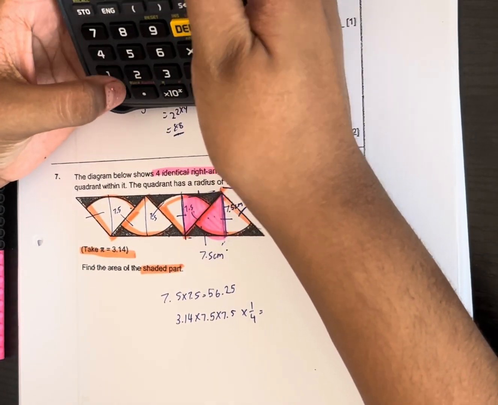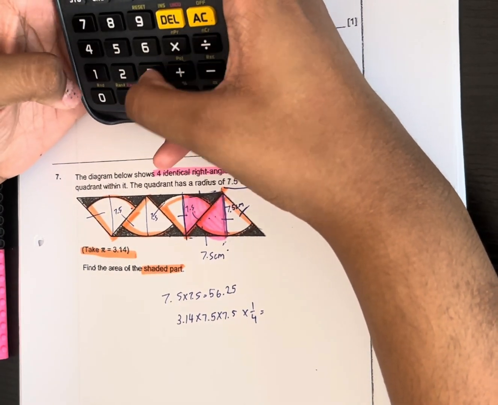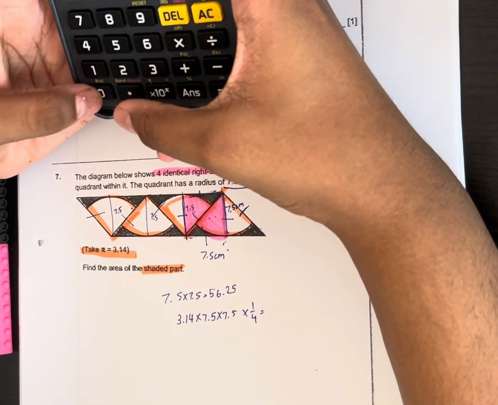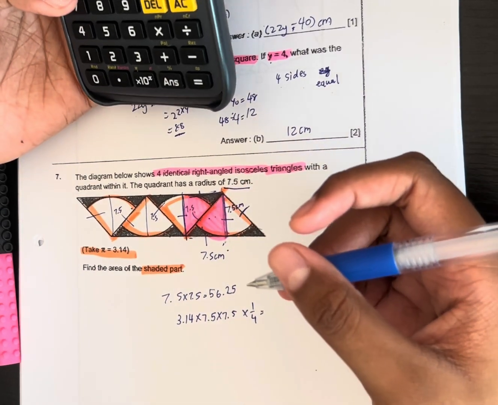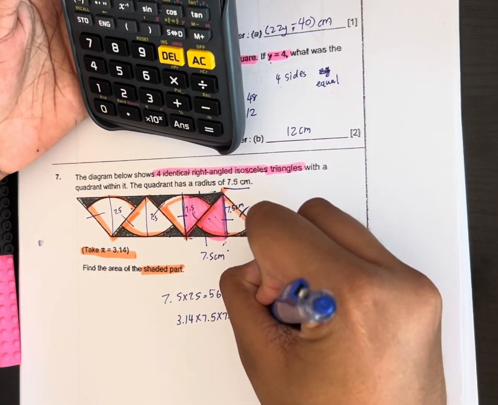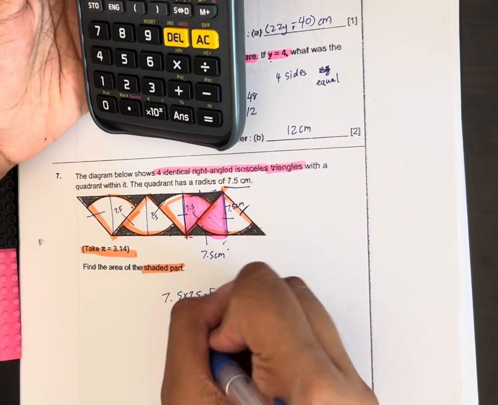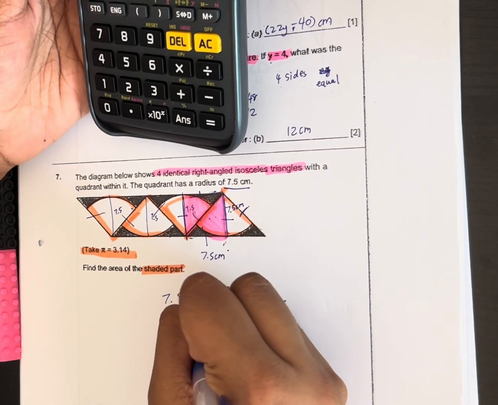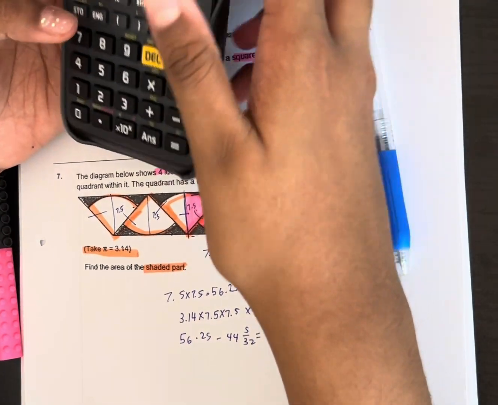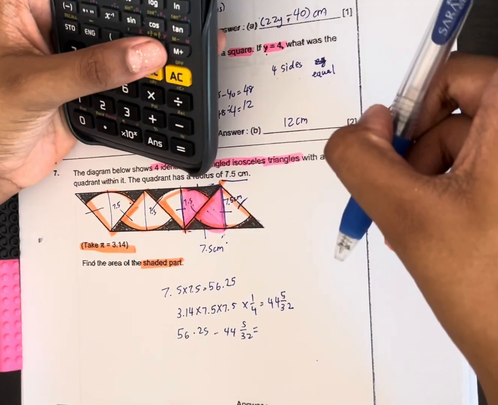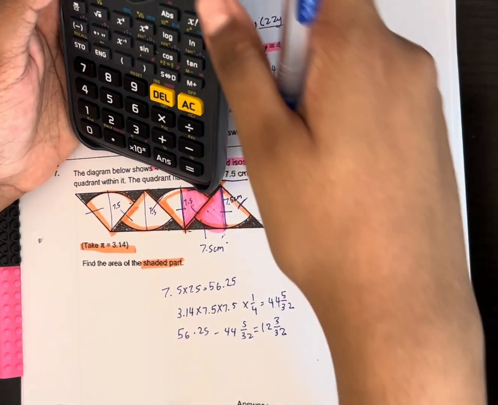I think I made a mistake. There's something that I think is wrong. So 7.5 times 7.5 times 3.14 times 0.25. Oh, okay, it's correct. That will give us 44.1 something 32. Okay? Now we just need to take 56.25 minus that. Okay? So 56.25 minus that will give us 12.3 something 32. Okay?